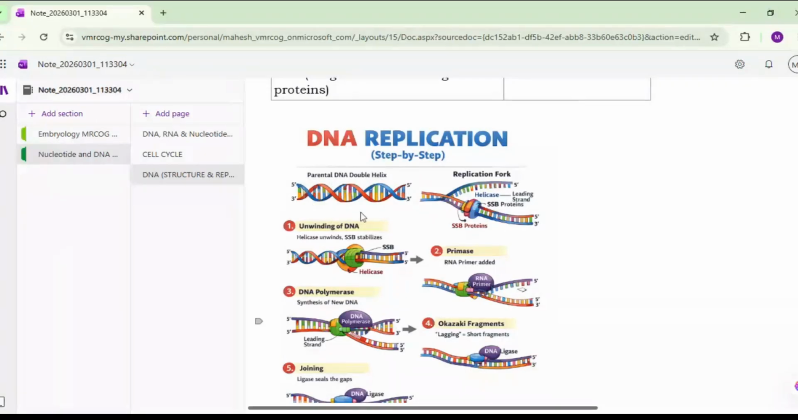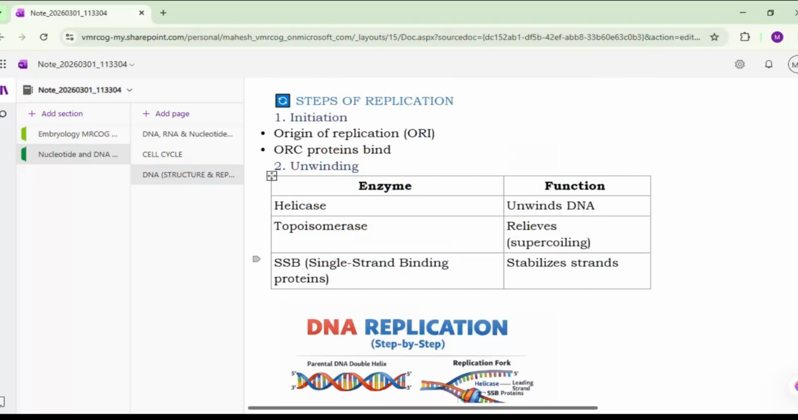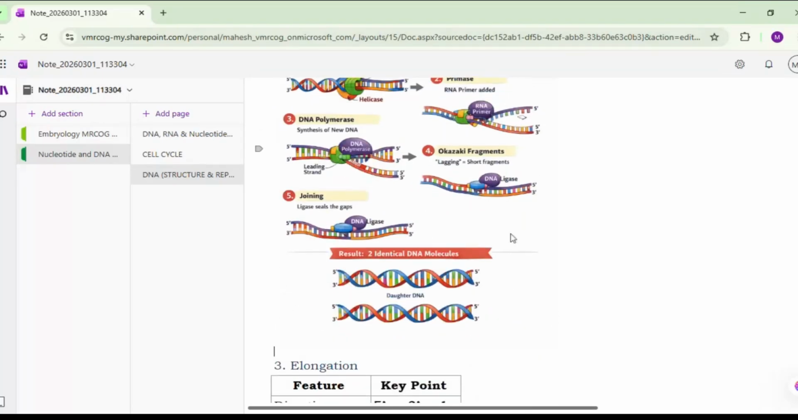Okay, now there has to be replication of this. So first there should be the unwinding of this. Okay, so if you see here, this is the unwinding of the parental DNA. The enzyme for unwinding the DNA is helicase. Okay, it unwinds, and then there are SSB proteins. Okay, we have seen helicase, SSB, and topoisomerase. Helicase is responsible for unwinding the DNA, while SSB is responsible for stabilizing the individual strand. Okay, so this SSB will stabilize the individual strand.